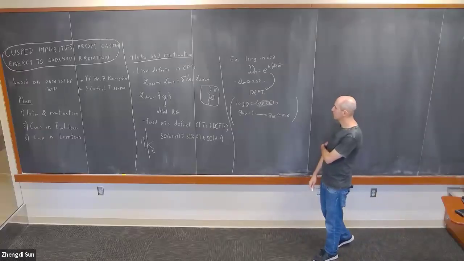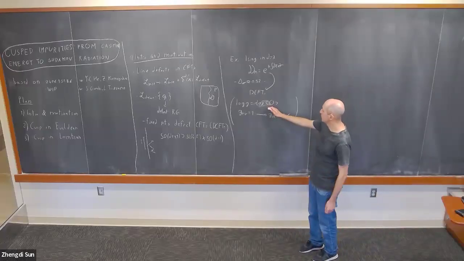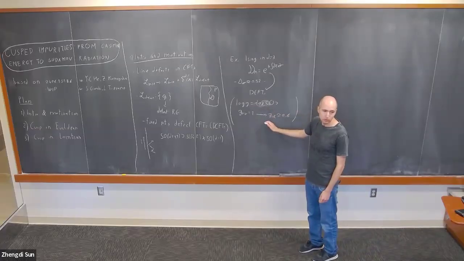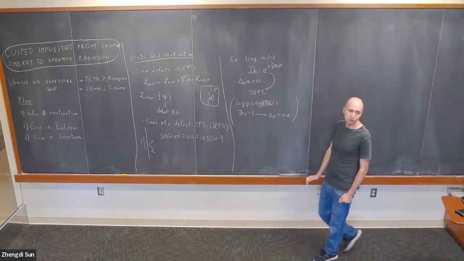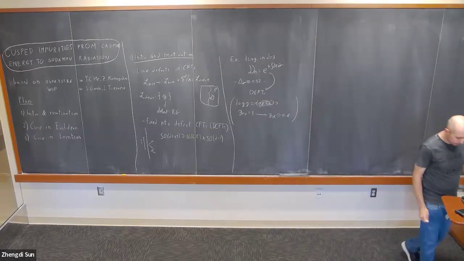g can be negative, right? Or no? No, g cannot be negative by reflection positivity. Log g can be negative, but g cannot be negative because you cut the circle into two halves, and by reflection positivity it cannot be negative.